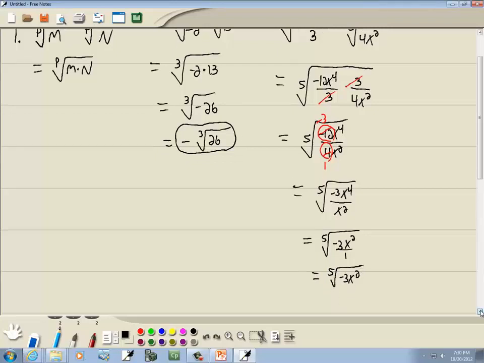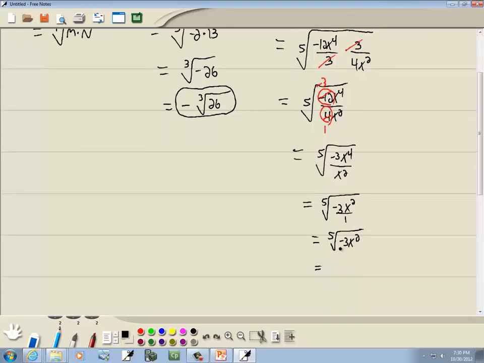Now remember, whenever our index is odd and we have a negative number inside, we can take that negative and put it on the outside of the radical. So we got negative fifth root of 3x squared. And that's our answer.